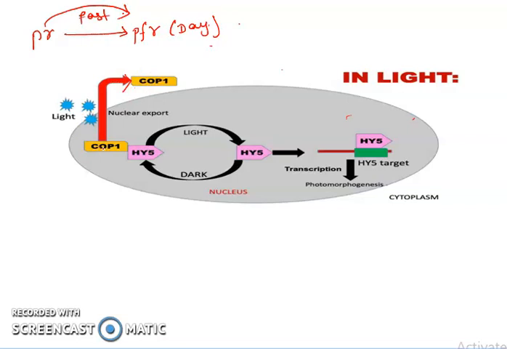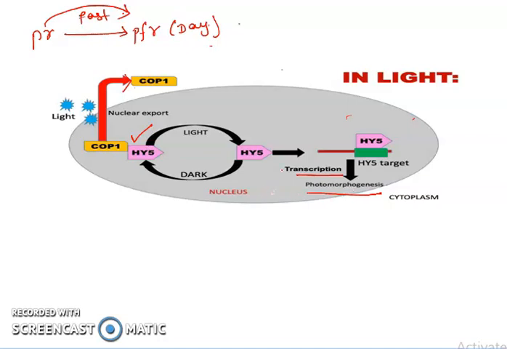As COP1 is moving outside the nucleus into the cytoplasm, HY5, which is a transcription factor, will be free. As it is free, it will be placed on the genes, on the DNA where the gene needs to be transcribed. It will act as a transcription factor, which will help further transcription to take place. As transcription takes place, the genes responsible for photomorphogenesis will be produced, due to which there will be photomorphogenesis. That means the plant can grow properly now.